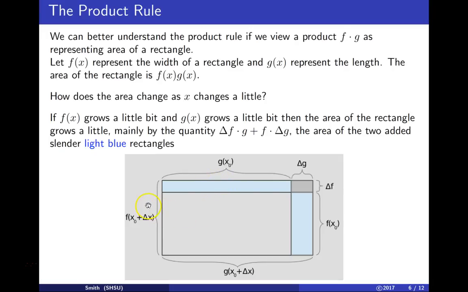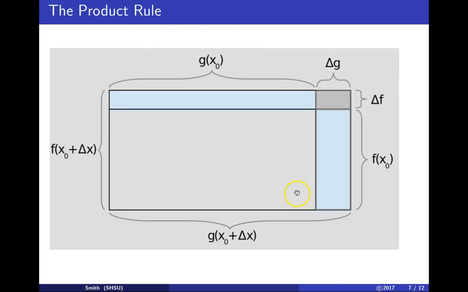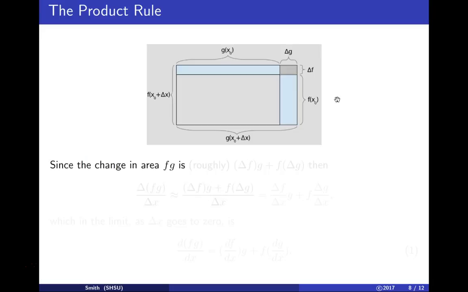So if I think of a product as area, then as the two pieces grow, what is added on? What is added on is this blue strip here along the top, this vertical blue strip on the right, and a very small little gray rectangle that turns out not to be significant. Again, as x grows, my product grows by two major pieces, change in f times g, change in g times f, and a small piece that ends up going to 0. So the change in the area is roughly change in f times g plus f times change in g.